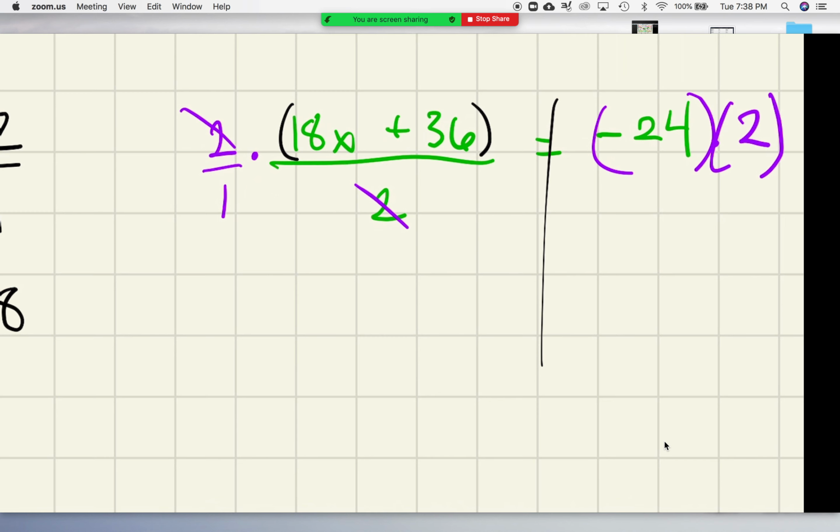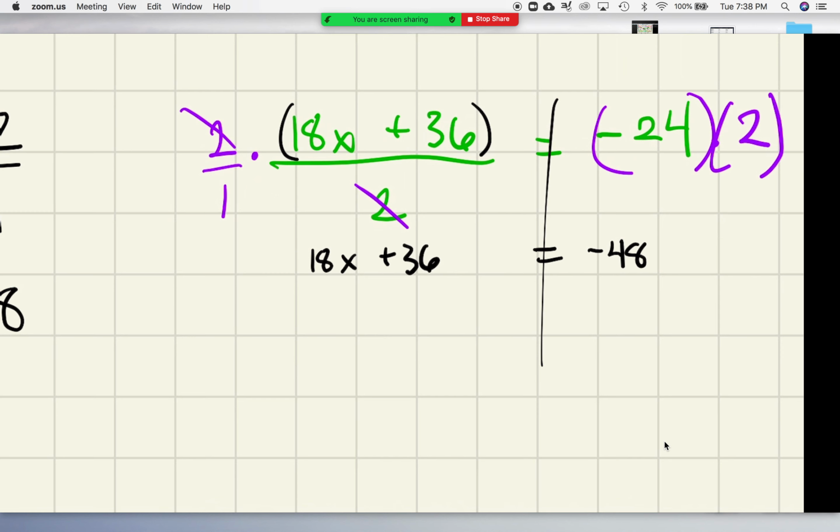For a long time, I used to always just put parentheses to remind myself. Anytime there's a long division, whatever's on top, I put in parentheses, and whatever's on bottom, I also put in parentheses. It's a grouping symbol as well. So the 2's cancel out, and we just get 18x plus 36 equals negative 48.